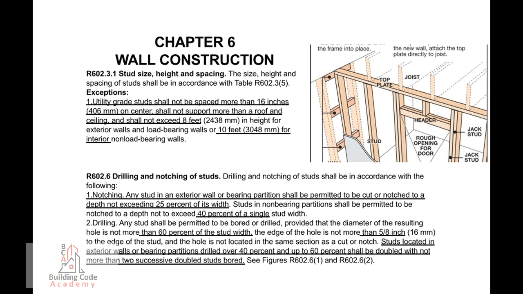Chapter 6 Wall Construction. R602.3.1 Stud Size, Height, and Spacing. The size, height, and spacing of studs shall be in accordance with Table R602.3.5. Exceptions: 1. Utility grade studs shall not be spaced more than 16 inches, 406 millimeters on center, shall not support more than a roof and ceiling, and shall not exceed 8 feet, 2,438 millimeters in height for exterior walls and load-bearing walls, or 10 feet, 3,048 millimeters for interior non-load-bearing walls.